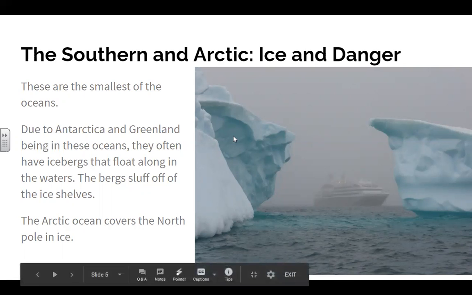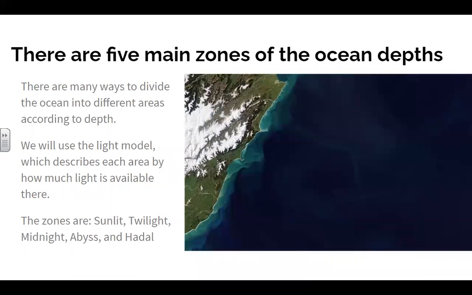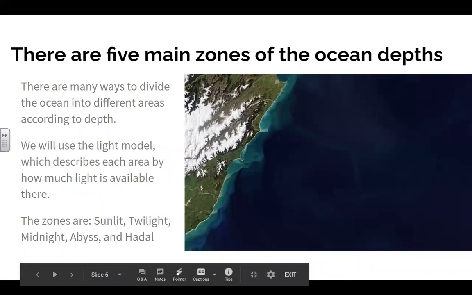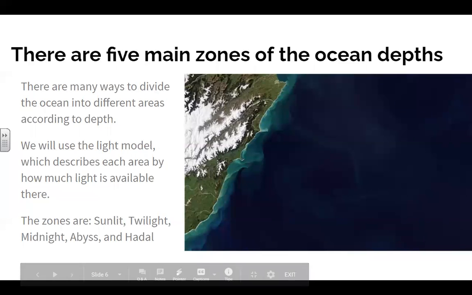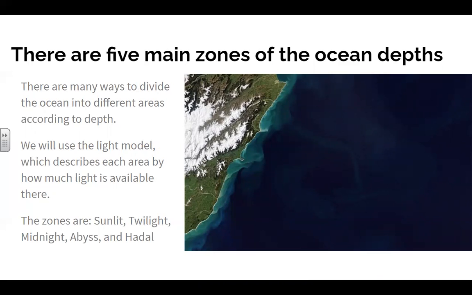All right. We'll talk about this for now. We're not going to get into too much detail about the different zones of the ocean's depths. There are a few different ways to categorize the depths of the ocean. We're going to use the light model, which is how much light is available at each level.